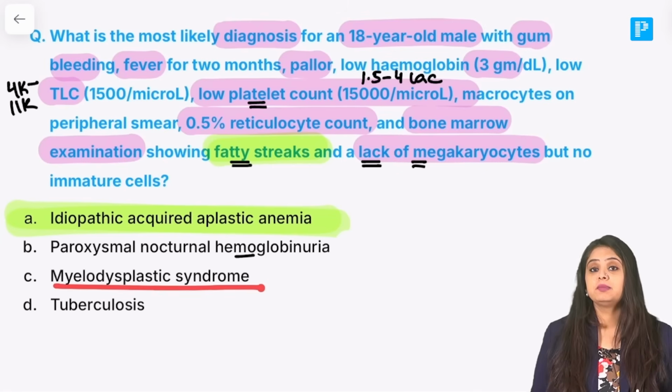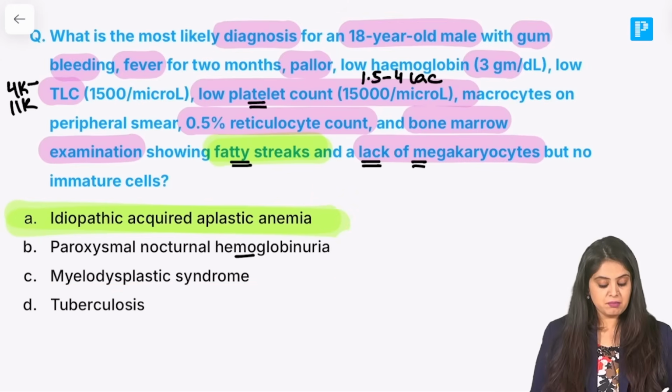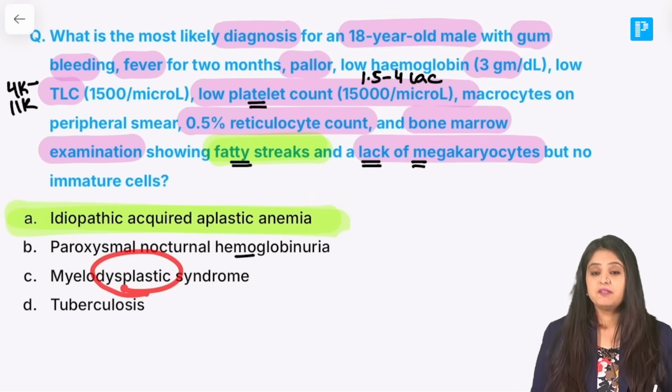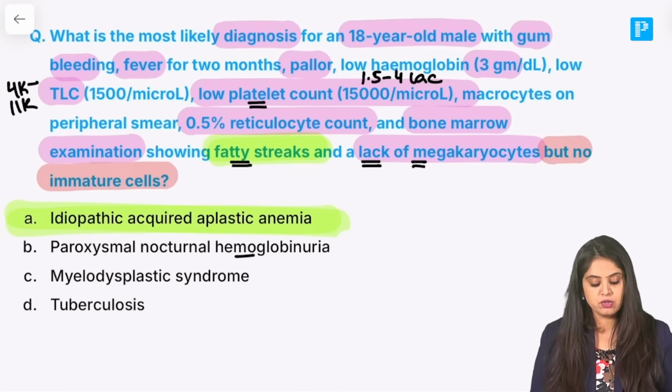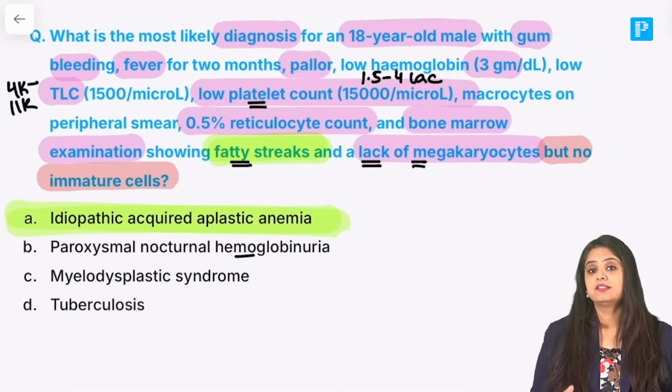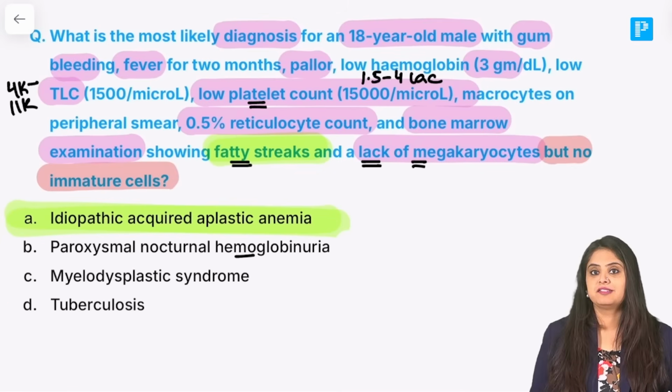Next, myelodysplastic syndrome, can this also result in aplastic anemia? Yes. But myelodysplastic dysplasia will mean some precancerous or cancerous looking cells. And over here they have mentioned there are no immature cells. There are no cancerous looking cells mentioned here. So I will not even think of myelodysplastic syndrome.